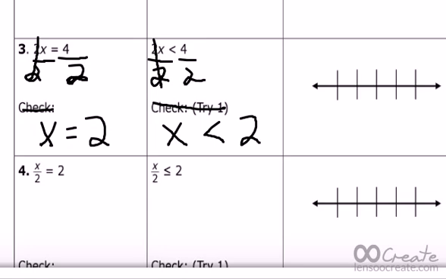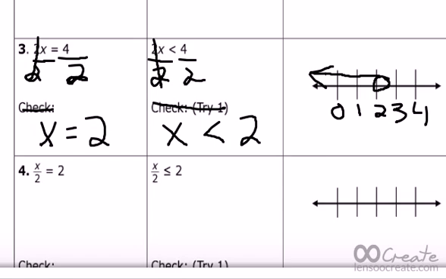Now, to fill in our graph, let's put a 0 here. 1, 2, 3, and 4. To graph this, it is x is less than 2. So we start with 2 and put a circle on it. We keep it open because it's not equal to, it's just less than. And we know that less than is shown to the left of the 2. All the numbers to the left of the 2 are less than 2.